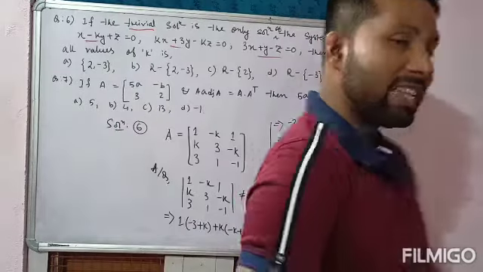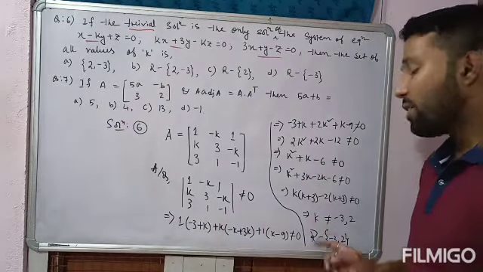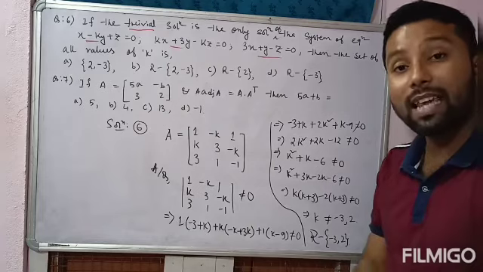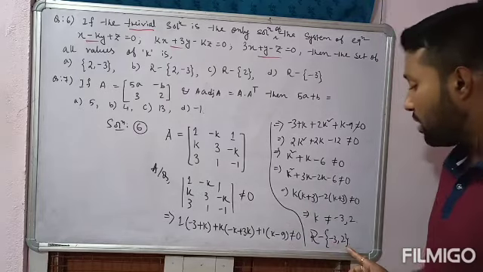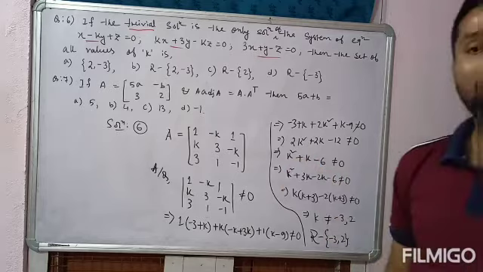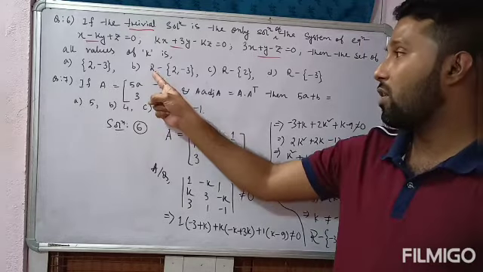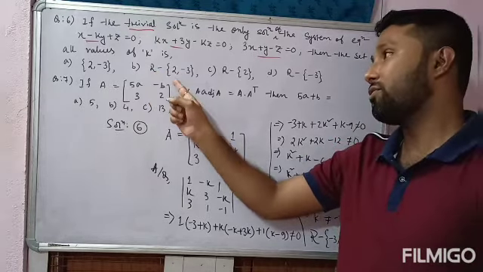Why have I written the answer like this? Because here k is not equal to minus 3 and 2, which means excluding minus 3 and 2, all real numbers will satisfy. So the set is all real numbers except minus 3 and 2.